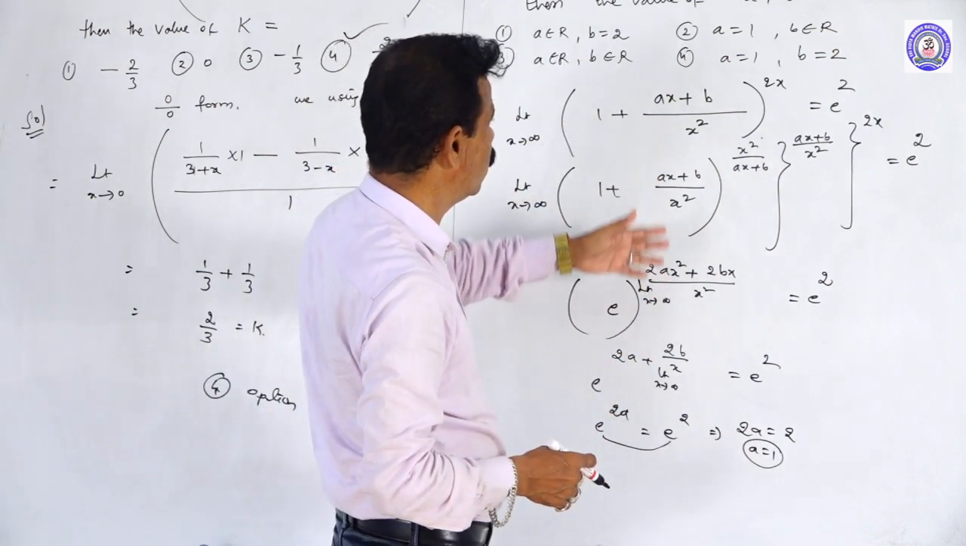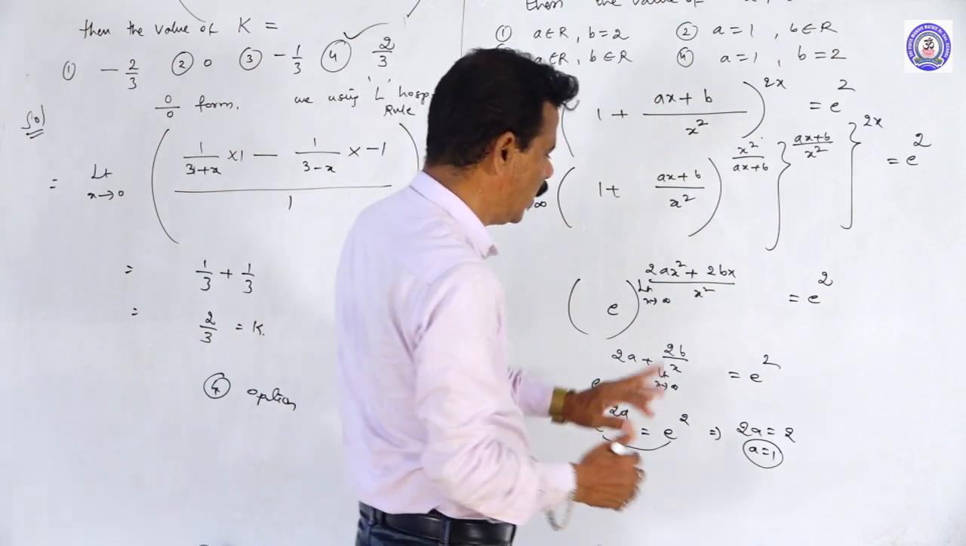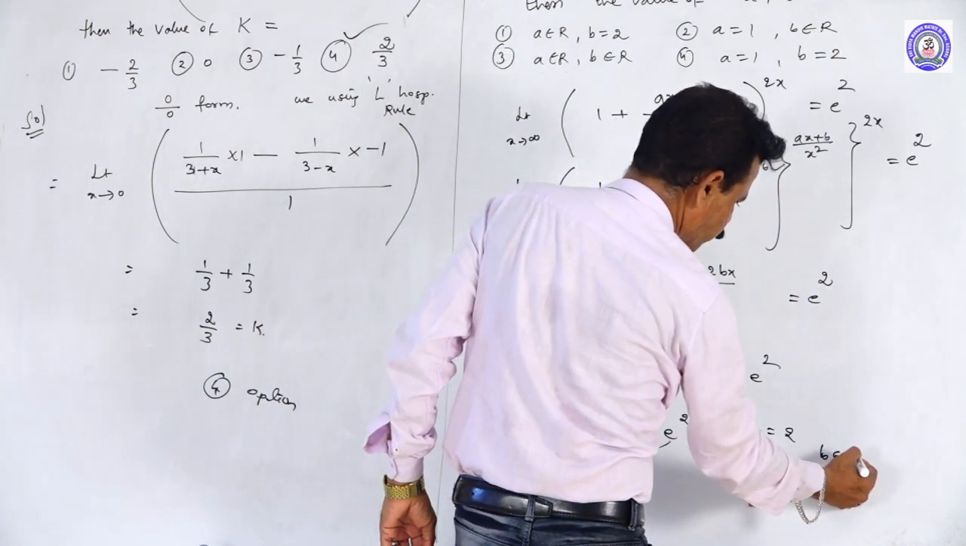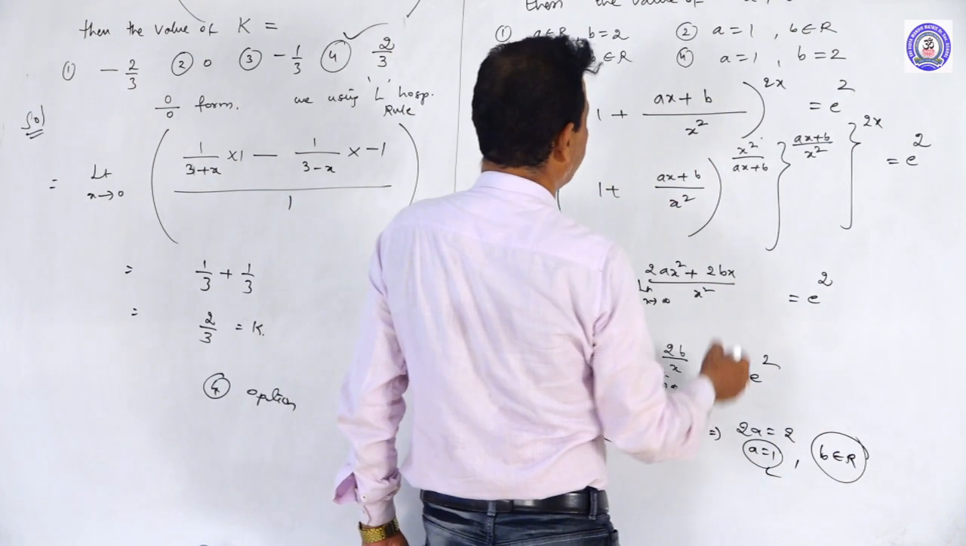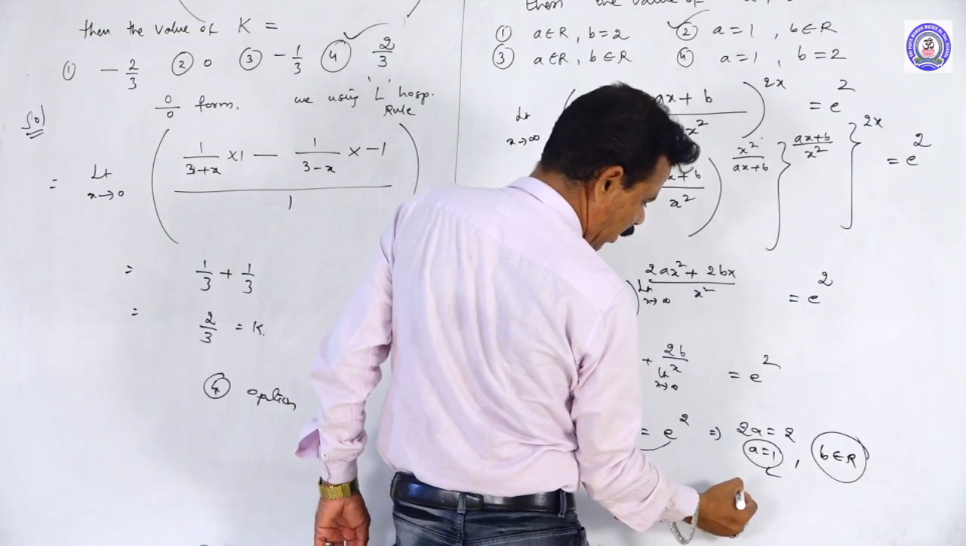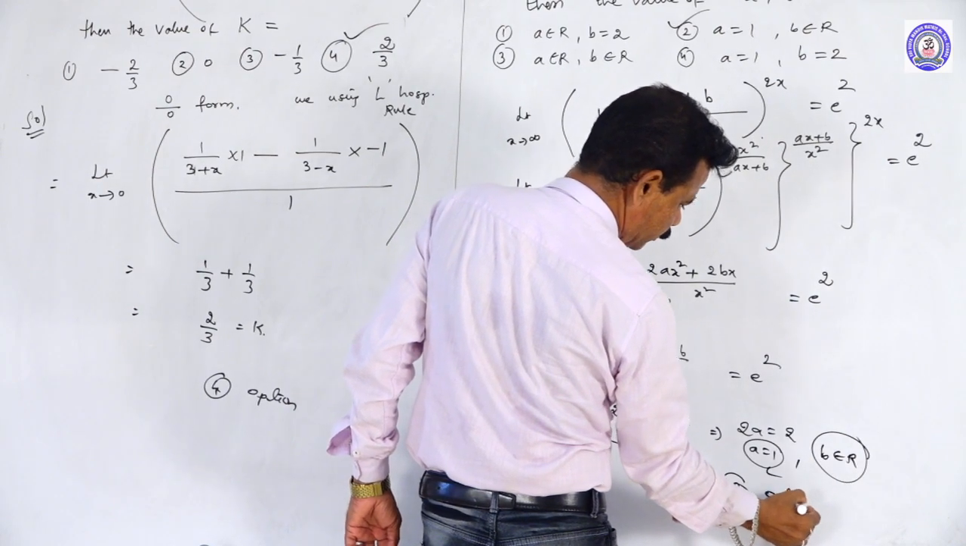For the b value there is no equation, so b can be any value, b belongs to R. So a is compulsorily 1, and b belongs to R. The second option is the right answer.